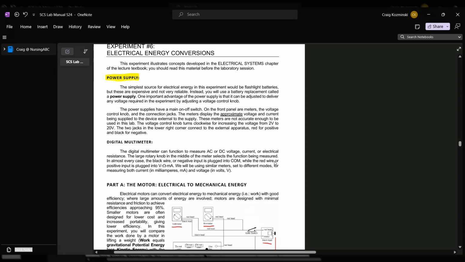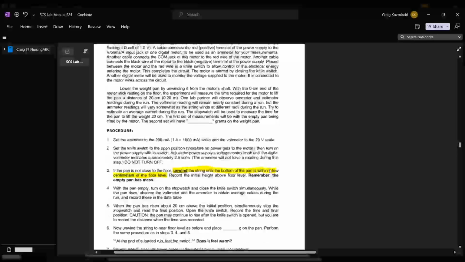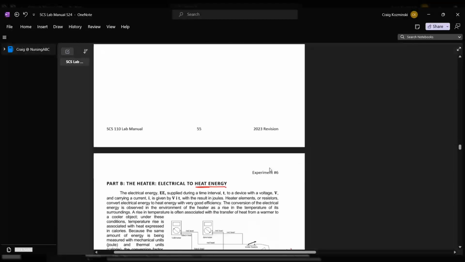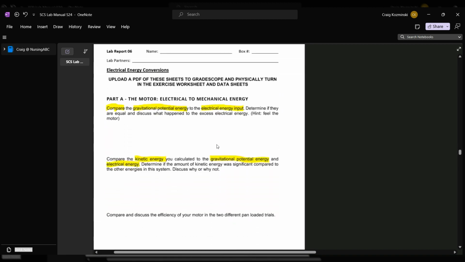That was the process of lifting the weighted pan off the floor using the motor, as well as converting electrical energy into heat energy using our heating element, which was submerged in water inside of our calorimeter. So to prepare for tomorrow's in-person quiz, please make sure you go back and review experiment number 6.